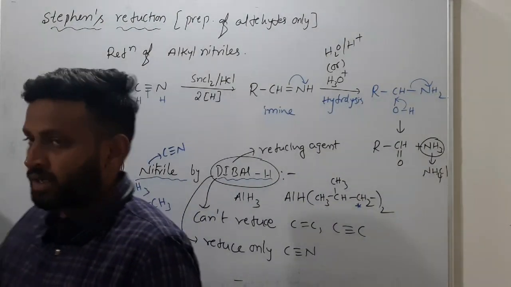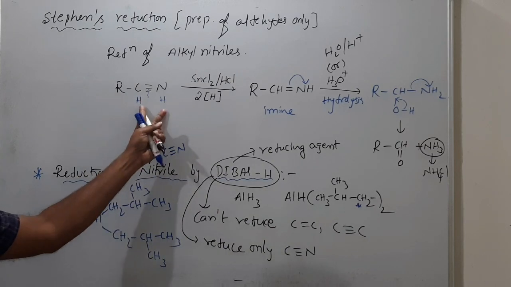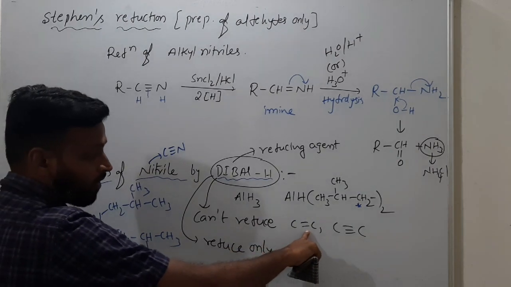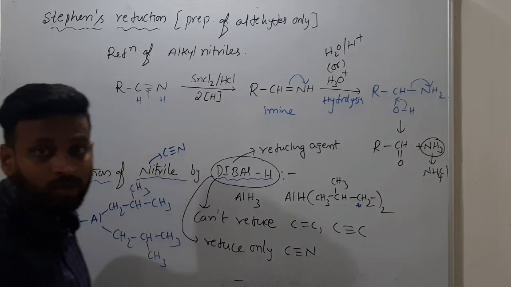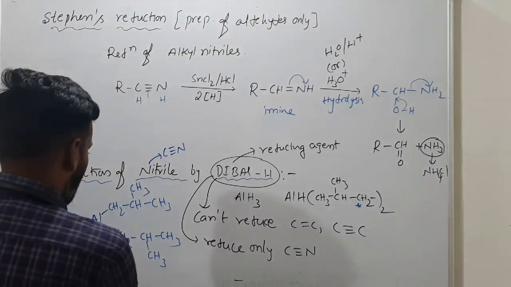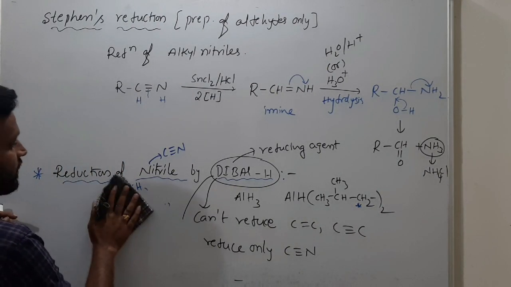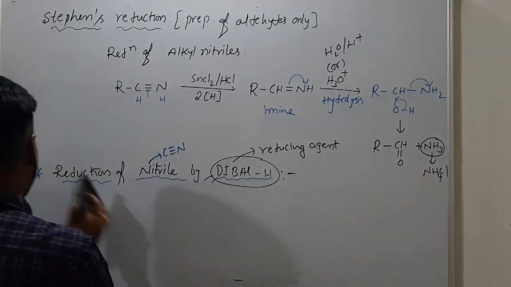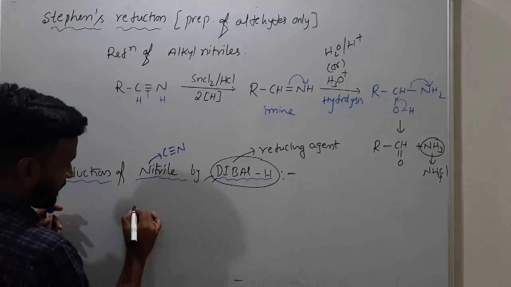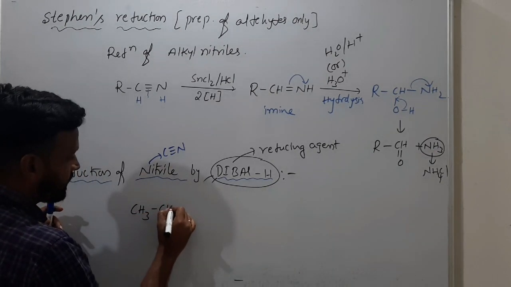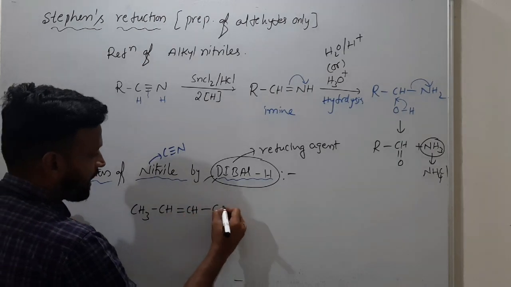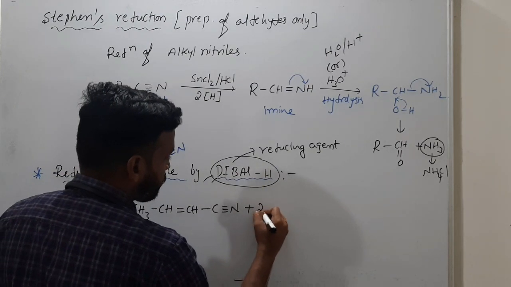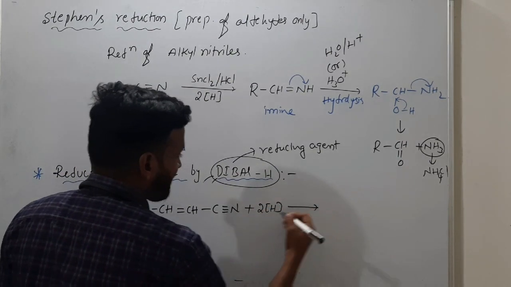So very important. Similar kind, but here a selective reduction happened, by not reducing C double bond C and C triple bond C. Got it? Now we will write the reaction for this. So what is the reaction here? Let's take an example like this: CH3, CH double bond CH and C triple bond N. For this I am adding 2 moles of nascent hydrogen.